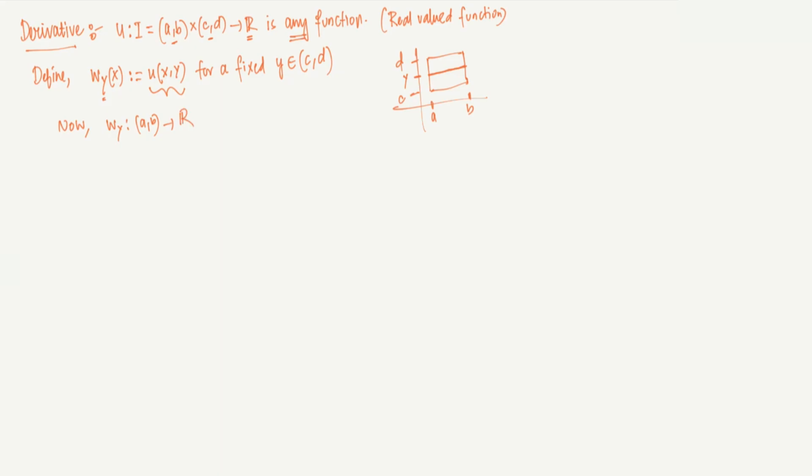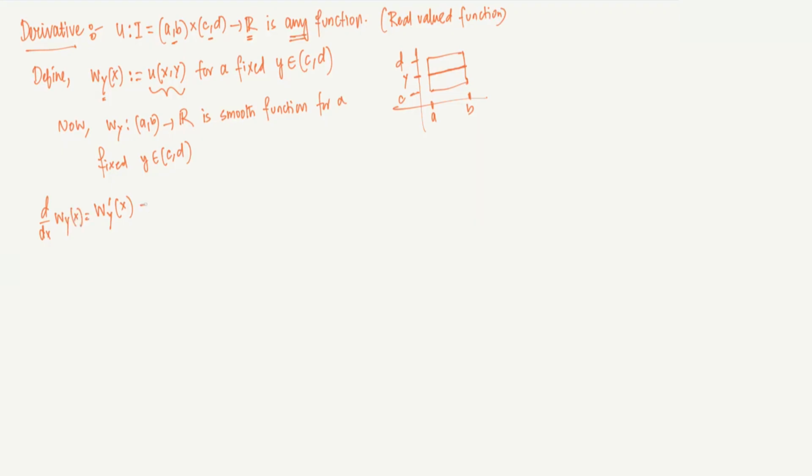Now it may happen that this is a differentiable function. If it is differentiable, then what can we say? Let's understand this. So w y from (a,b) to R is, let's say, a smooth function, for a fixed y in (c,d). In this case I can define what w y prime of x is. Prime here means d by dx of w y, at the point x, of course.